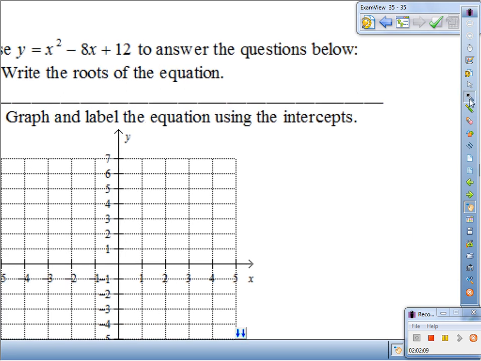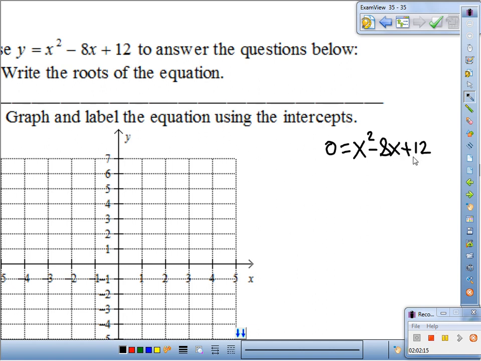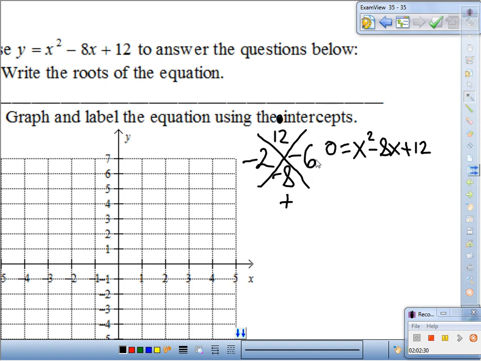Step 2, change y equal to 0. So let's see. 0 equals x squared minus 8x plus 12. Now we factor. Factors of 12 that add up to negative 8. Negative 2 and negative 6. So therefore 0 equals x squared minus 2x minus 6x plus 12. Group.